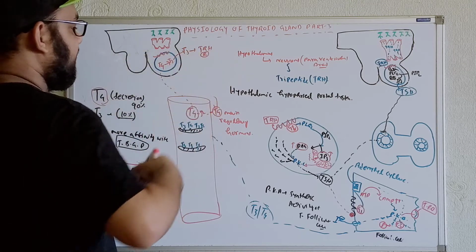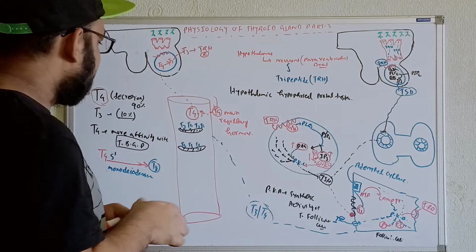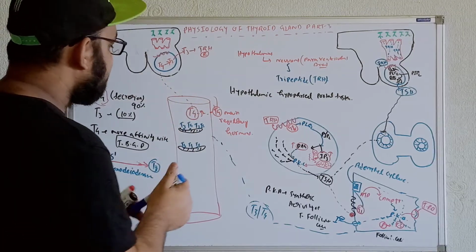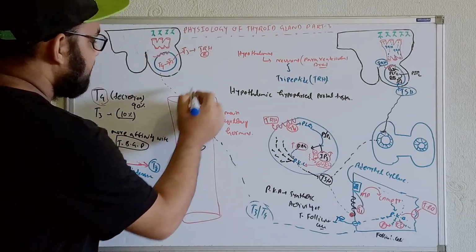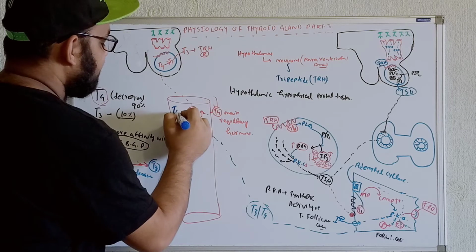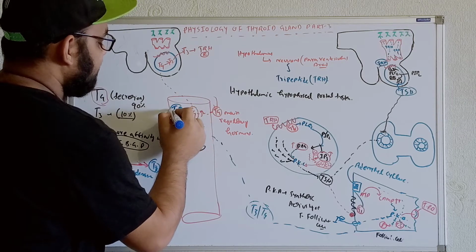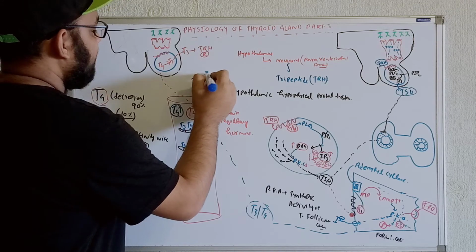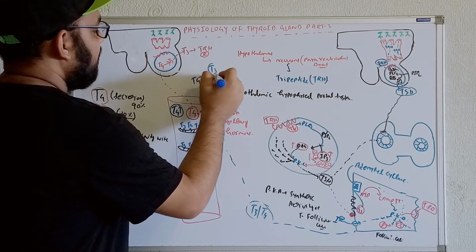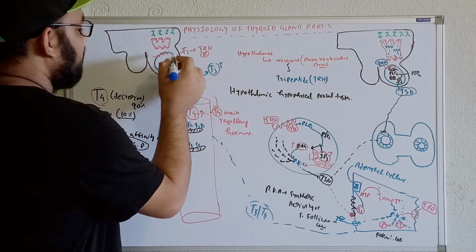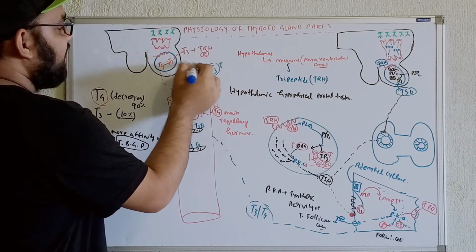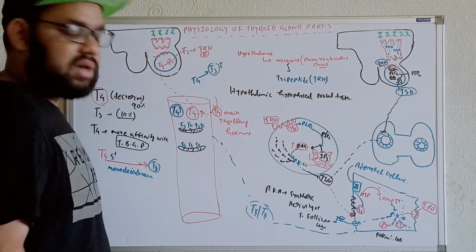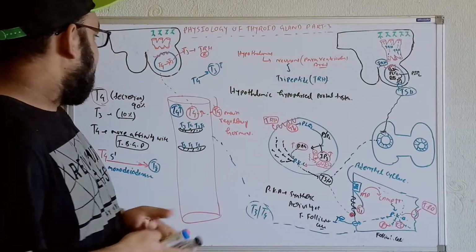Now how will it regulate? Try to understand. If we see within the circulation, the amount of T4 is getting increased. Whenever the T4 increases, definitely more T4 will be converted into more T3. So whenever the T3 is more, at that time it will inhibit the TRH receptor. So try to understand what I am saying.